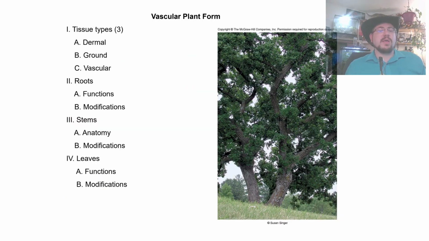Okay, next up we will talk about the different tissue types that we see in plants. We'll talk about the vascular tissue, the outer covering of a lot of plant tissue, and then the ground tissue. Then we'll hit roots, stems, and leaves. So, without further ado, let's start with the types of tissues.